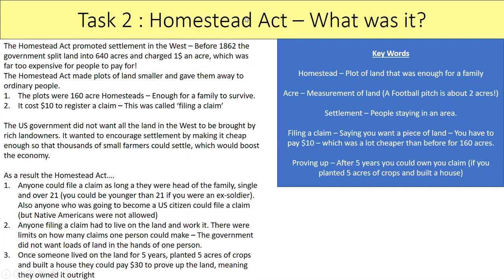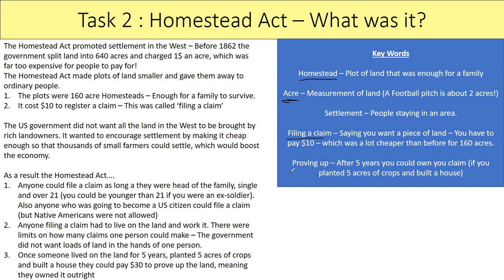Once again, I'm going to go through some keywords. Okay, once again, I will draw a few things on here. Homestead is a plot of land that was enough for a family. We'll look at that a bit later. An acre is a measurement of land. A football pitch is about 2 acres, so you're going to see this when we talk through it. Settlement means people settle, they stay in an area.